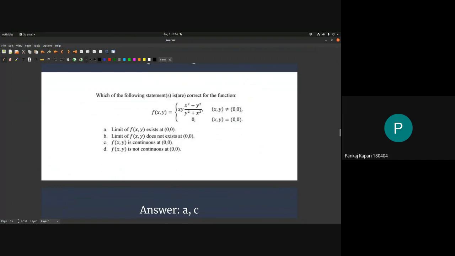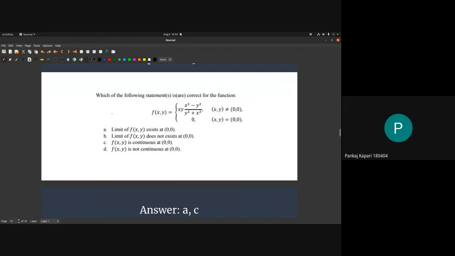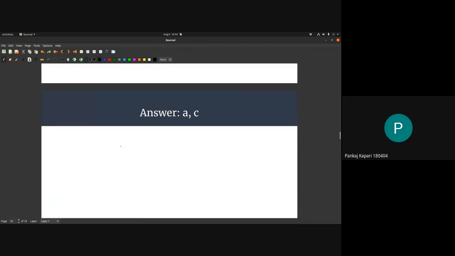You have to choose one of these answers: the function is continuous at the origin, or the function is not continuous at the origin, or whether the limit exists at the origin or not, or if it exists, what the limit is. So basically you have to investigate the continuity of this function at the origin. In this particular problem, the correct answer is that the limit of this function exists at the origin, and the function is also continuous at the origin. So options A and C are correct. We'll see why this limit exists. Last problem.